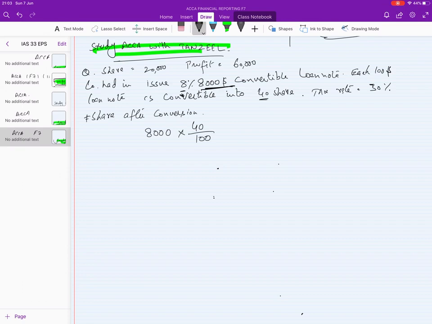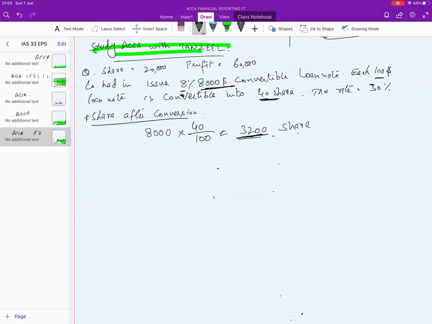You can say 40 divided by 100, or you can say 40 is 40% of 100. So you can either take 40%, or you can say you will get 40 shares for each $100 loan note. So a $100 equivalent loan note will give you 40 shares. So how many more shares do we need to issue? We need to issue 3,200, or you can say after this conversion you will get 3,200 shares.